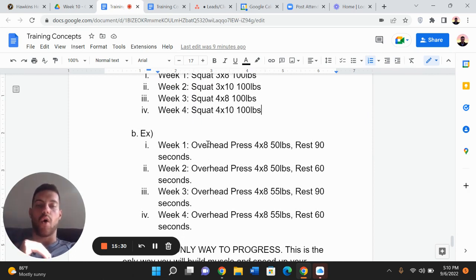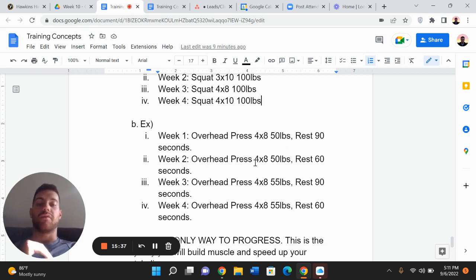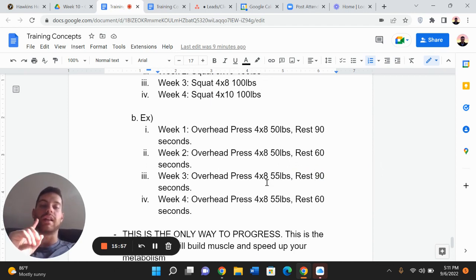Okay. Another example is by manipulating rest periods. So week 1, you're doing overhead press. You're doing 4 sets of 8 with 50 pounds, and you're resting for 90 seconds. Week 2, you're doing 4 sets of 8 with 50 pounds, but you're only resting for 60 seconds. So you're dropping it by 30 seconds. Week 3, you're doing an overhead press, 4 sets of 8 with 55 pounds, and you go back to 90 seconds. So you go up 5 pounds, manipulating the weight, but you return to your original 90-second rest period. Again, you only want to manipulate like one thing at a time here. Okay, so if you go up in weight, you should up your rest period and decrease your reps again.